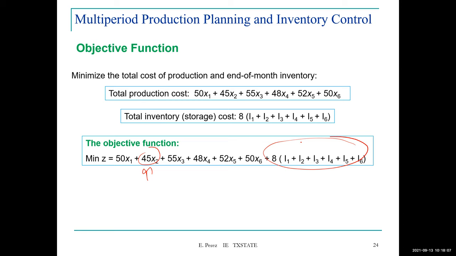How many do I need to produce in the second period so my cost is minimized? Or how many do I need to keep in inventory from period two so my cost is minimized? And you see there's a fluctuation here in the fourth period as well. So that gives you some flexibility in terms of your planning.